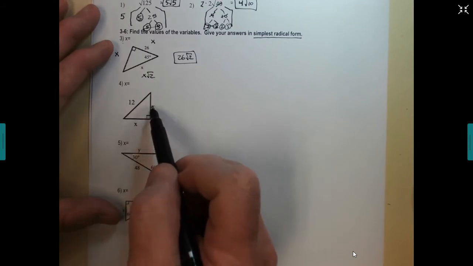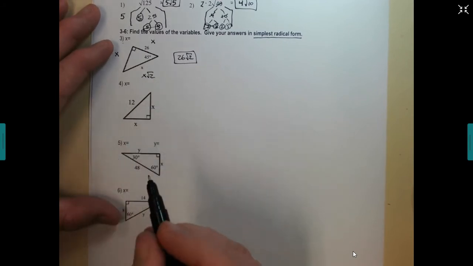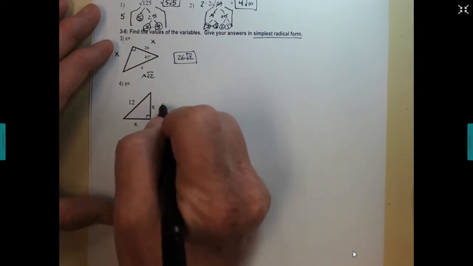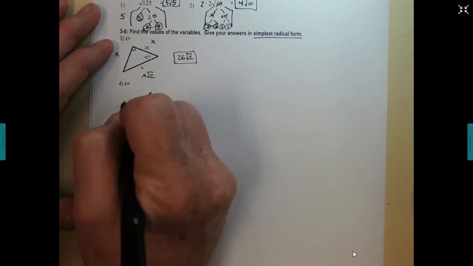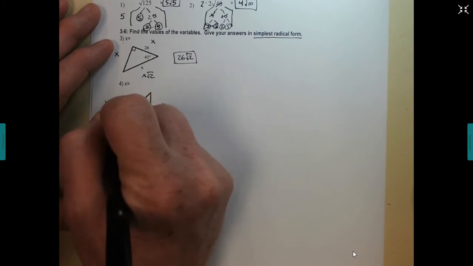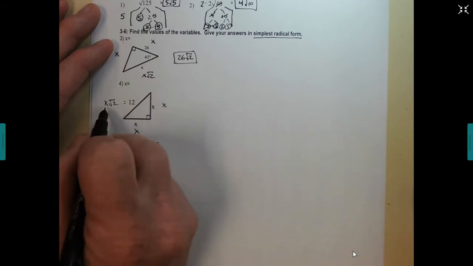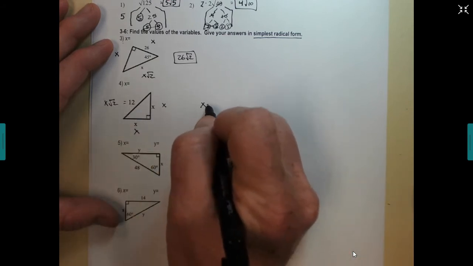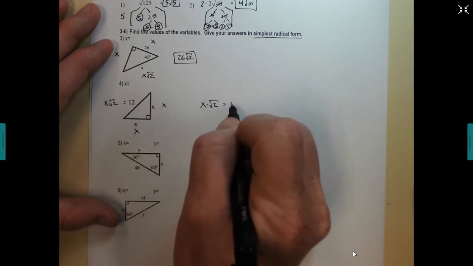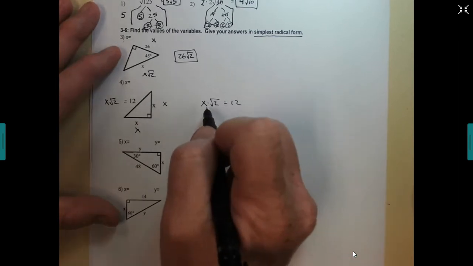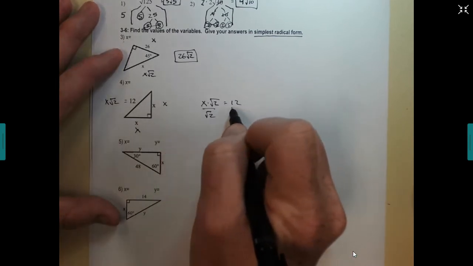Again, 90 degrees, if these are the same, this is a 45, 45, 90 triangle. These sides are x, x, and x times the square root of 2. So here's my equation that I need to solve for x. I have x times the square root of 2 equals 12. Divide both sides by the square root of 2.